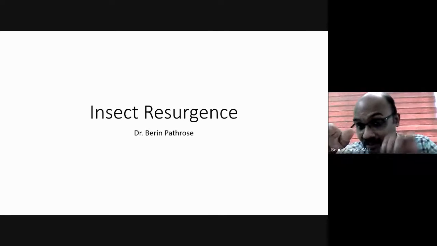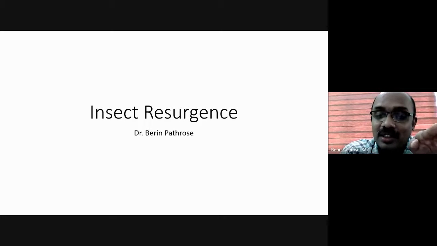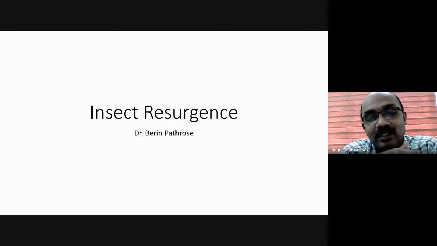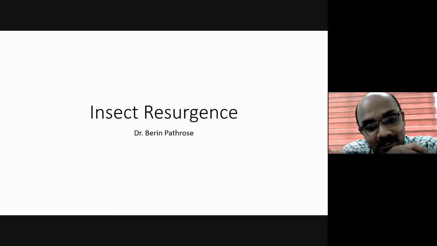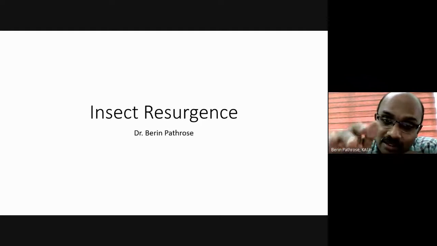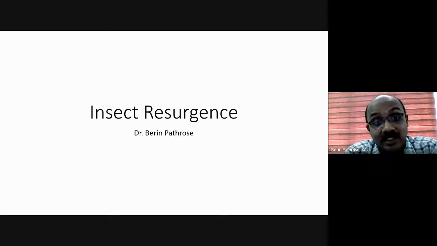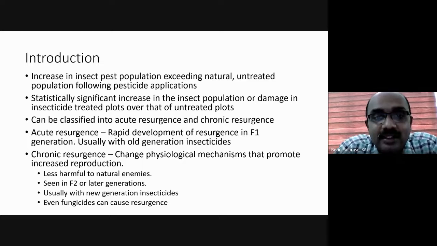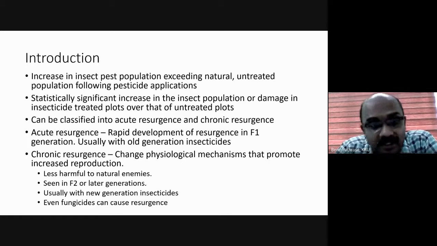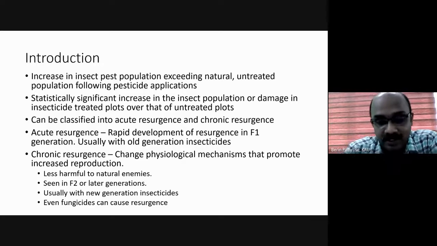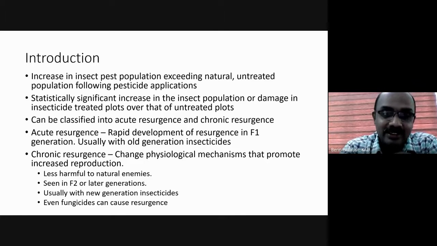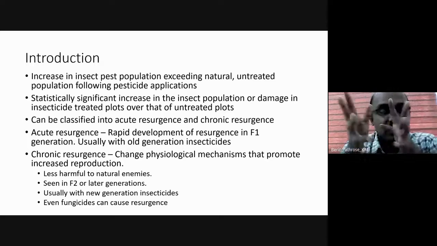That is insect resurgence. Then also we have to think one thing: the increase in pest population happens only in the pesticide treated area. In the untreated area, there won't be any increase in pest population. Only in the treated area we have an increase in pest population. That is the definition of resurgence. So you can see the definition now: increase in pest population exceeding the natural untreated population following pesticide application. That means there will be an increase in pest population when compared to the untreated area following the use of a pesticide. That's what we discussed.